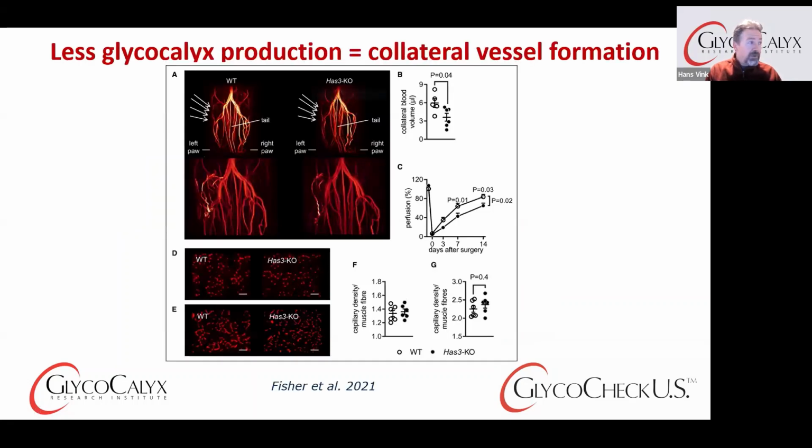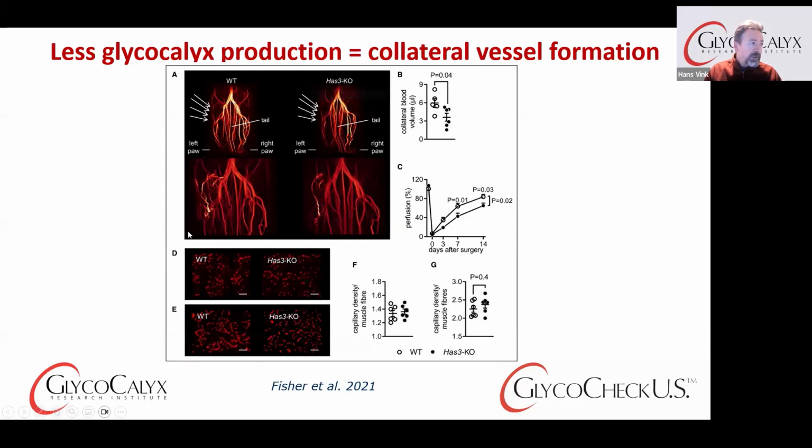collateralization, or the growth of the natural bypasses, is shown in another experiment done by the group of Fisher more recently in 2021. This is a model in small animals that they occluded the left or right paw, and in this case they occluded the arterial blood flow in the left paw. And look in healthy mice compared to mice that had an impaired production of glycocalyx. This is a so-called hyaluronan synthase knockout model that cannot produce hyaluronan and has an impaired glycocalyx production.